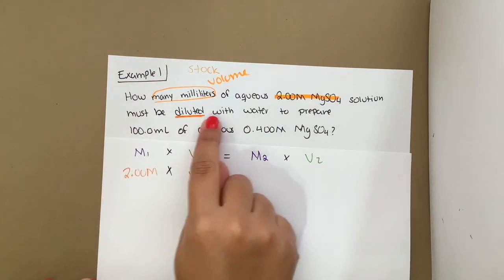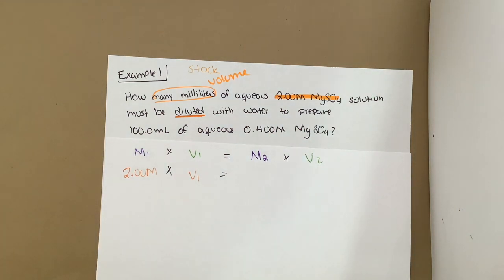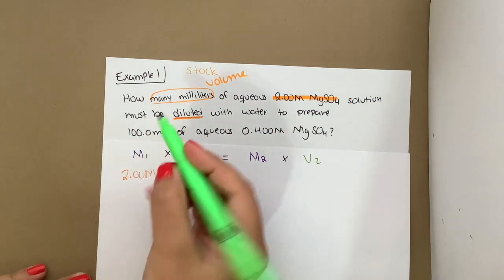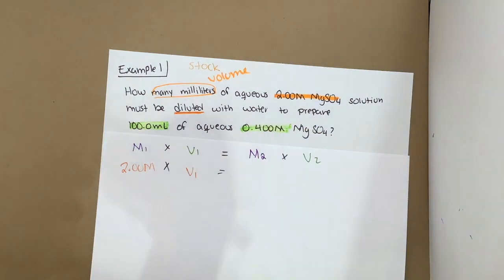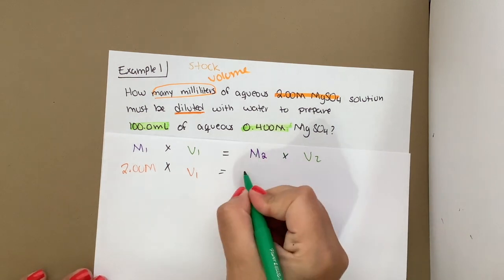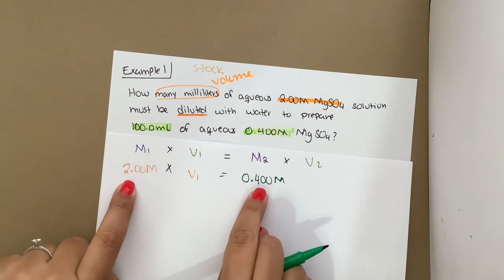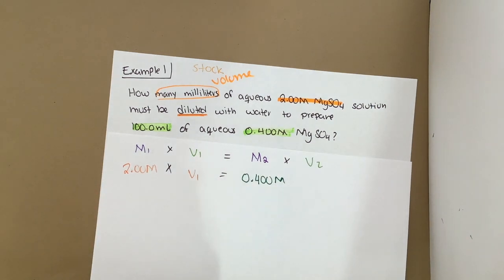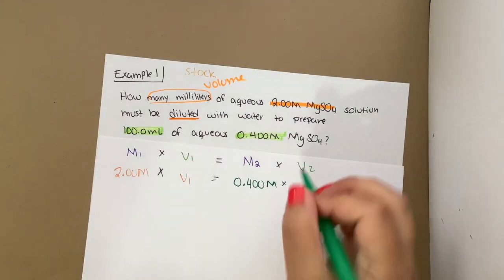so must be diluted with water to prepare. So we're going to be making something. Whenever it says to prepare this type of solution, that means that's going to be our final solution. This is going to be the diluted solution. So our diluted solution is going to have a molarity, a concentration of 0.4. Notice how the concentration decreased, and it's going to have a volume of 100 milliliters.